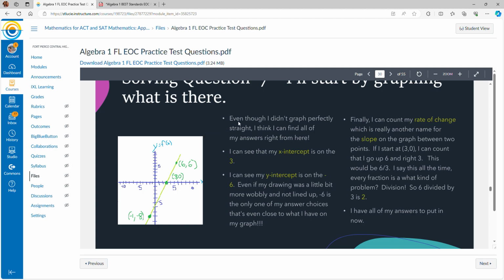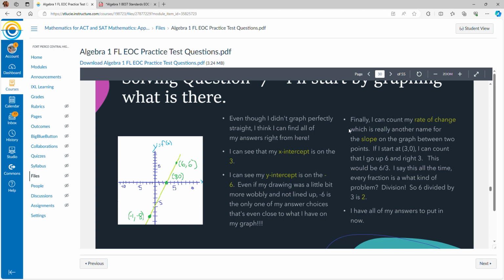And even though I didn't graph it perfectly straight, I think I can find all my answers just from a quick sketch. And again, x-intercept is 3. That's on the graph. I can also see my y-intercept is a negative number, and mine is going right through the negative 6 here for my y-intercept. Even if my drawing's a little bit more wobbly and not lined up, negative 6 is still the only one of my answer choices that's close to what's on my graph.